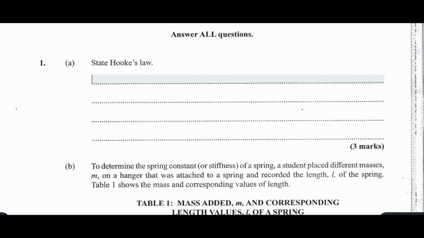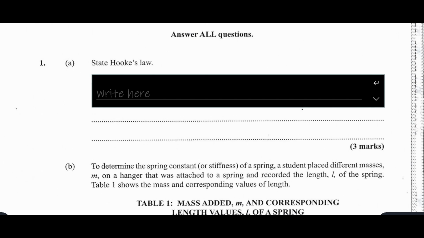So the first question is 1A. It says state Hooke's law. So this is quite straightforward. A little bit of advice: any laws, principles, anything you learn really in your physics journey, just commit that to memory. The laws, the principles, the theories or theorems, the postulates, especially the kinetic theory.